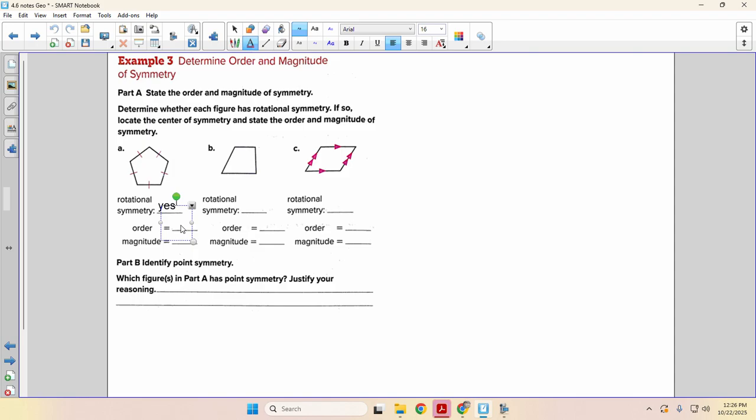And the order is, remember, order is how many times it rotates and meets back onto itself. The pentagon, we drew those, so this corner meets up with this corner. That's 1, 2, 3, 4, and then 5. So it has an order of 5, and its magnitude is going to be 360. That's how many degrees, and we're going to divide that by 5. 360 divided by 5 is 72 degrees.